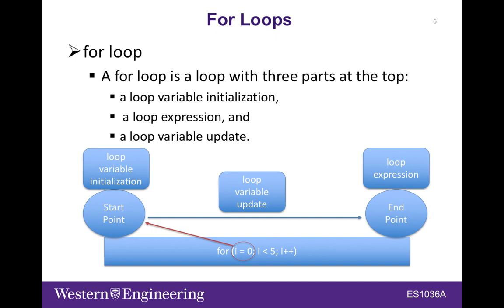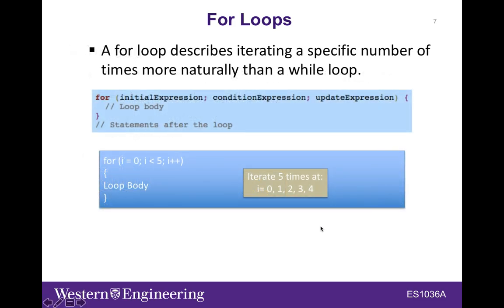So this is the start point, which is the initialization, and this is the end point, which is the loop expression, and here is the loop variable update. The loop variable update drives the start point to the end point. The general structure of the for loop is like this. You have the initialization, you have the endpoint, you have the increment, and this is the loop body. This loop, for example, will iterate 5 times, and the value of I inside this body will change. It will start with 0, then 1, then 2, then 3, and so on.